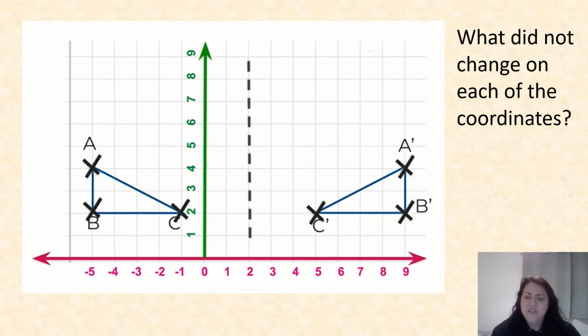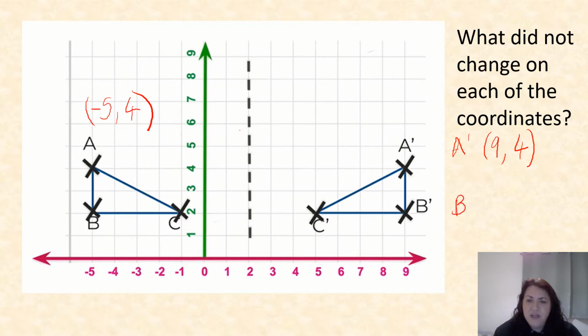Okay, what didn't change on each of those coordinates? Can you remember what they were? Let's write them down again quite quickly. So A dash was 9, 4. And what's A over here? A over here is minus 5, 4. So what's not changed there? Can you see the y-axis is the same? It's a 4 on both of them. I wonder if that's a coincidence.